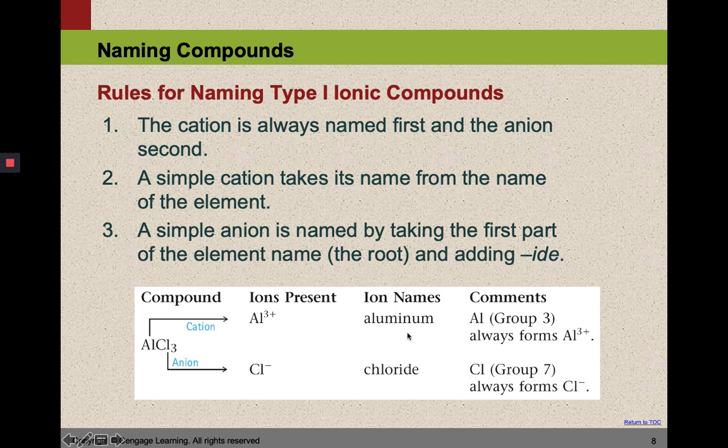So the name for this compound is aluminum chloride. All right, aluminum chloride. So the first thing that you will have to remember or to look at is: is my compound made up of a metal or a non-metal? And can my metal have a variable charge, right?